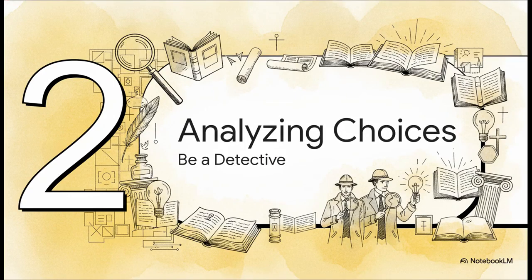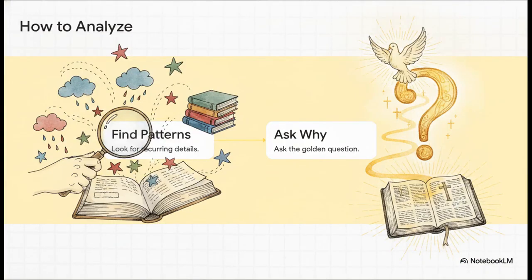So, let's shift gears a bit. Section 2, analyzing the author's choices. All right, we've explored the what and the why, so let's tackle the how. It is time to transition from being just passive consumers of a story to becoming active, sharp-eyed literary detectives. And we have a super simple 2-step process you can use for your homework or anytime you open a book.